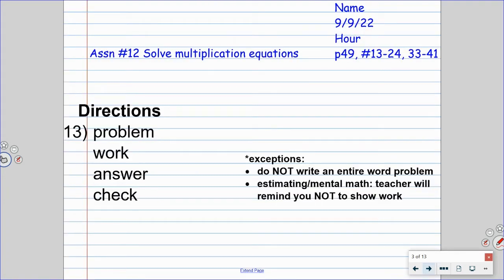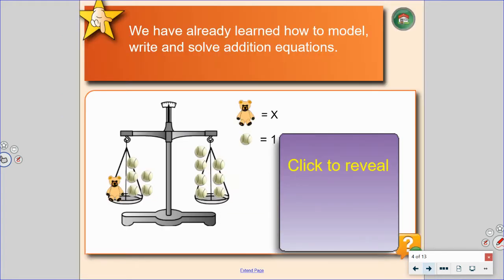Now, whatever the date is today, go ahead and write name, date, period. Whatever the assignment is, it might be assignment 12, might be another assignment. Go ahead and write what you need. Pause your video. Come on back when you're ready. Don't forget, ladies and gents, we're getting back into equations, so make sure you're writing problem, work, solution, and your check step. More about that in a second.